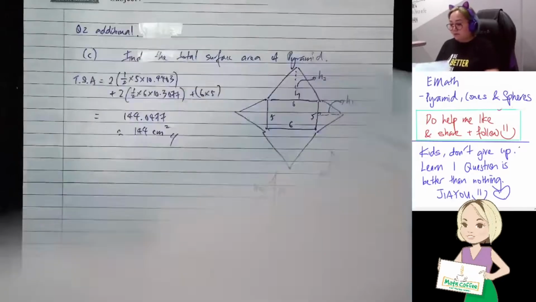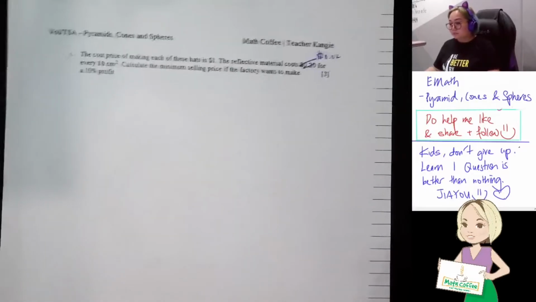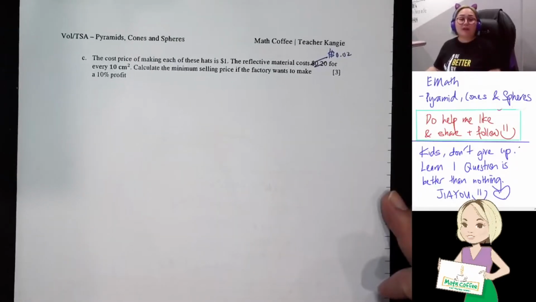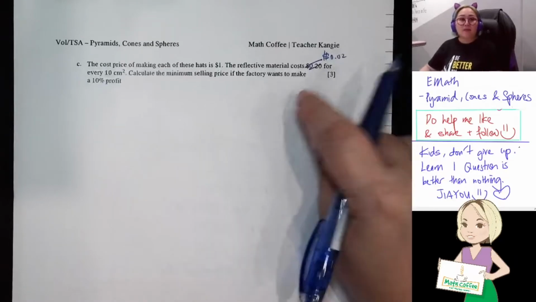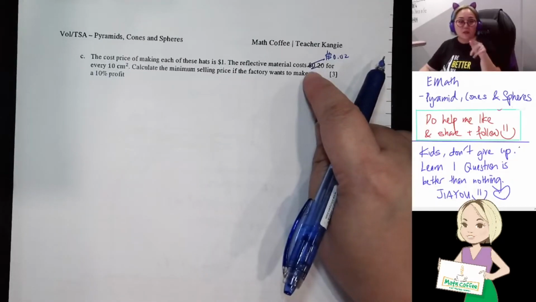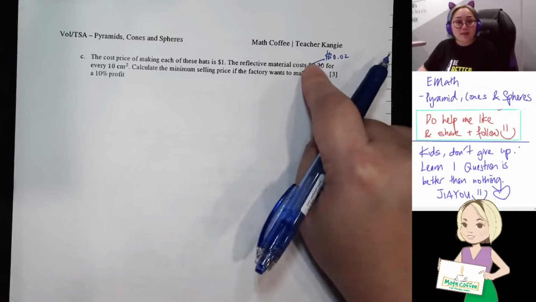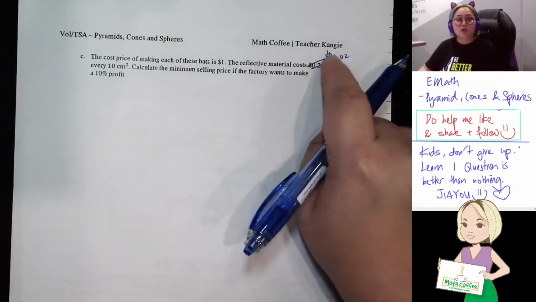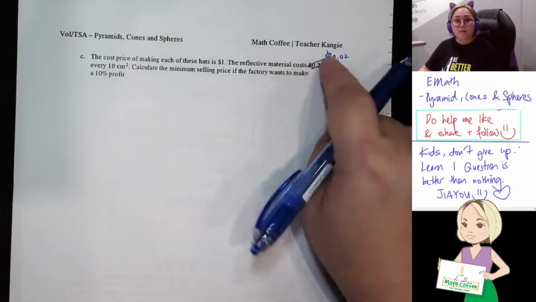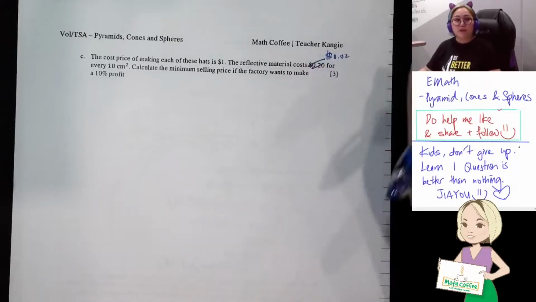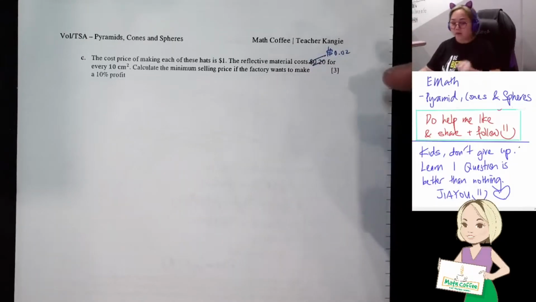Now we still have a part C. Let's see. Okay, for those who actually printed out, please take note that there's a typo error in the question. So it is not 20 cents, it is 2 cents. So please make amendment on the papers if you have printed out. If not, it's okay, we will update our worksheet.